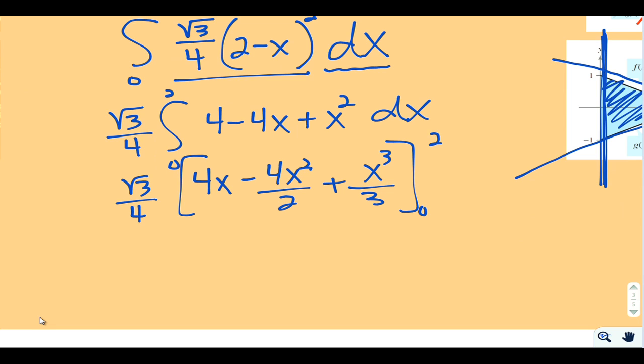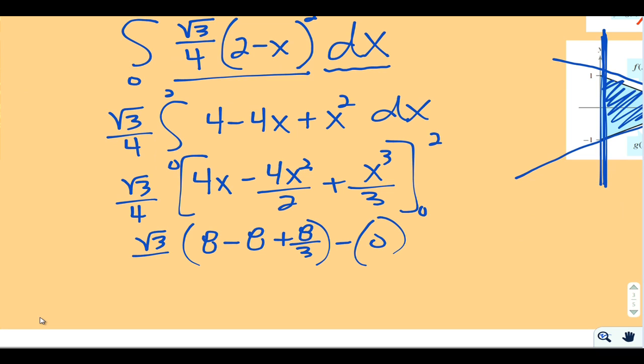Okay, when I plug in my 2 to evaluate, I get 8. I get 16 over 2, isn't that a negative 8? If I plug in a 2 here, I have 8 over 3. Minus, if I plug in my 0, I have 0's all around, right? Don't forget about your radical 3 over 4 in front. Inside here, this positive 8 and negative 8 go away, so I'm just left with 8/3. So on the top I have 8 radical 3, on the bottom I have 12.